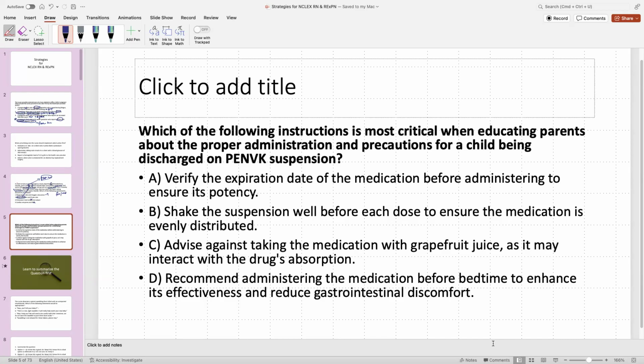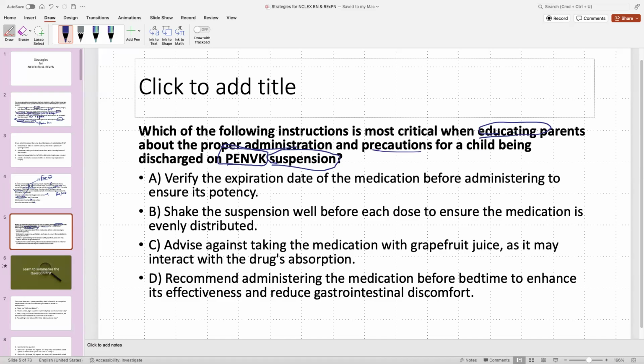The most critical education when educating parents about the proper administration and precautions for a child at the discharge time on PNVK suspension. Okay, now I have highlighted the keywords.